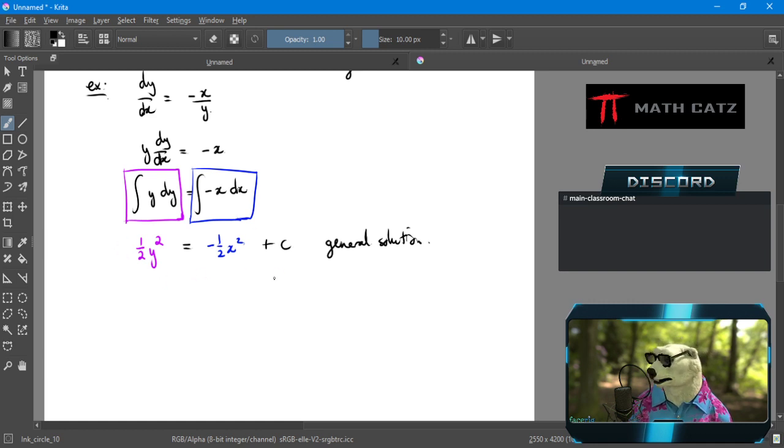This is a more general equation relating x and y values on a graph. Think of a circle and things like that. And how I can verify that this is correct is just by implicit differentiation and simplifying back to the original. So this is just a general solution like before.